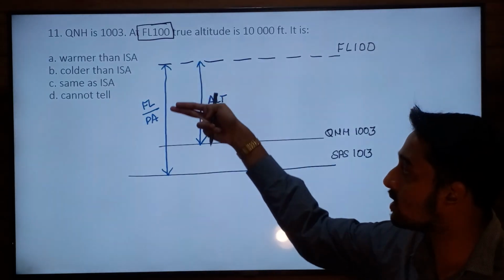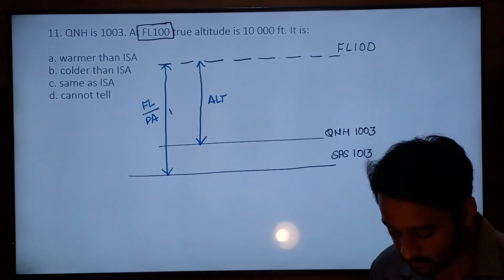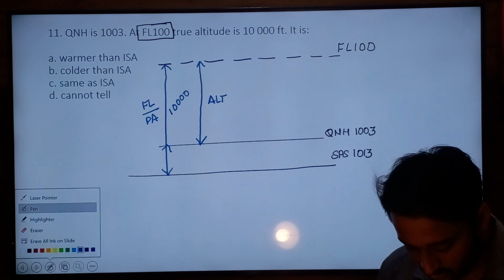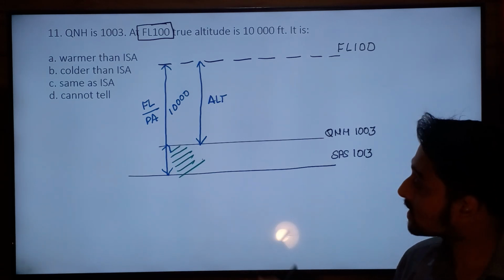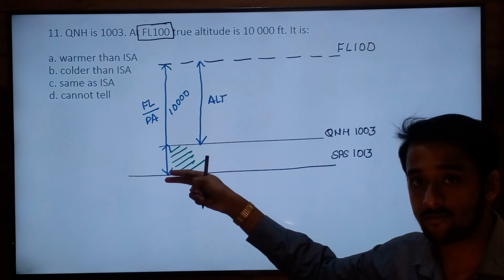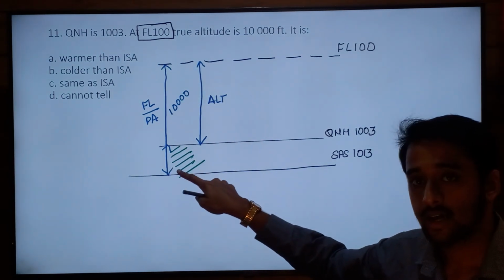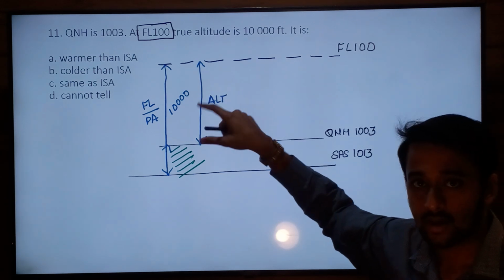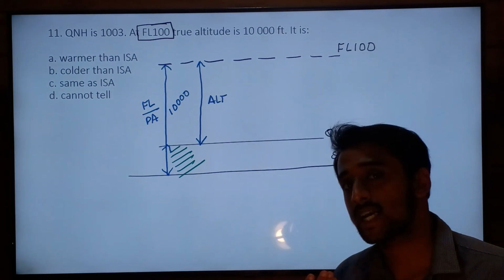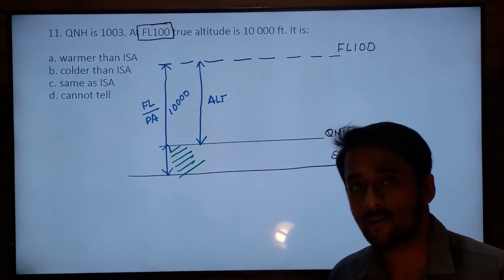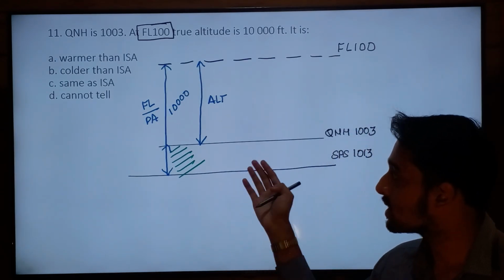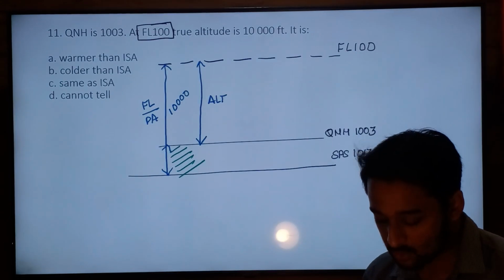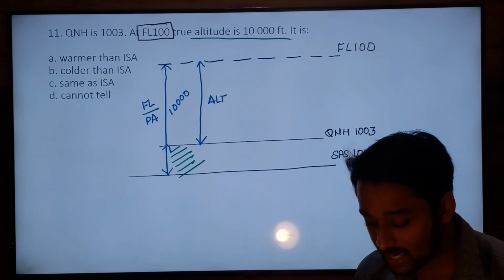Because out of the total flight level of 10,000, we are subtracting this much height from the entire 10,000 feet. When we subtract this much height, we will get altitude, and therefore flying at flight level 100, your altitude will be somewhat less than 10,000 feet. Just looking at the diagram you can see. But the question says your altitude is 10,000 feet.